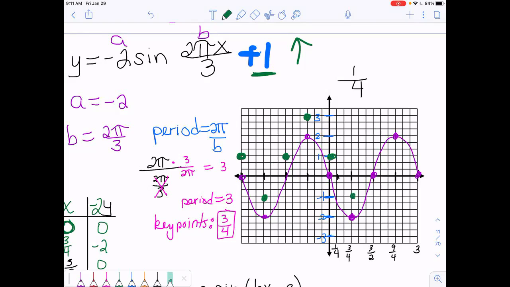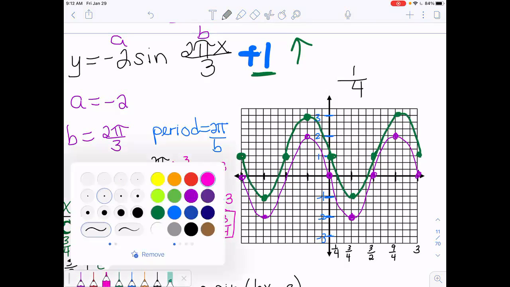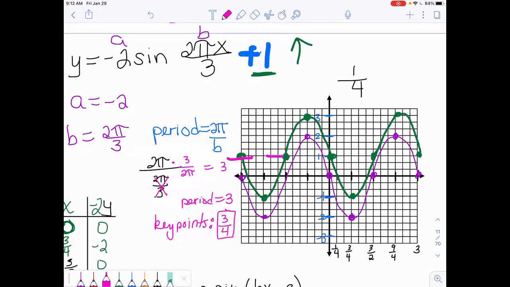The shape of the graph shouldn't change. The stretch of the graph shouldn't change. It just moved up 1. So when I connect my points, I now have a vertical shift. And that sinusoidal axis, or the center of the graph, is now up at 1. That's all that the D value does to the graph. So it takes everything and it adds 1 to it.